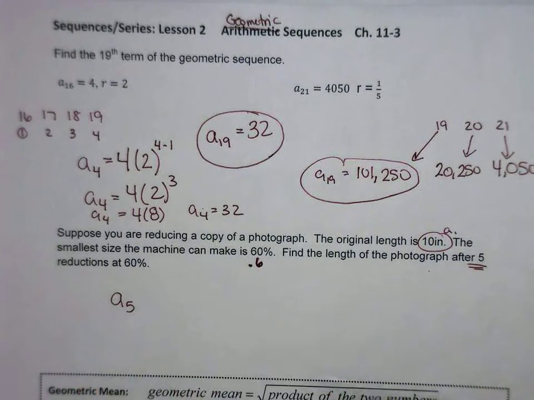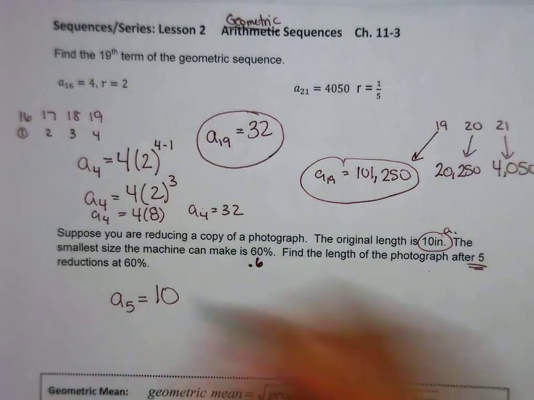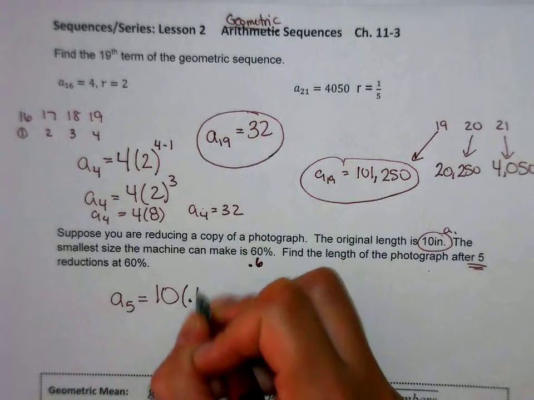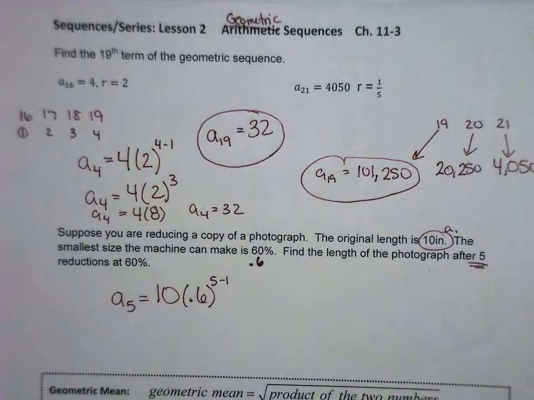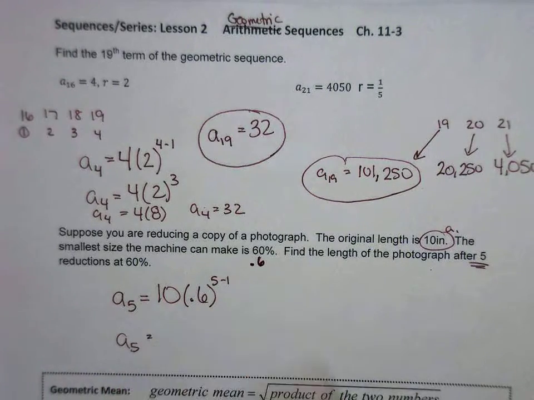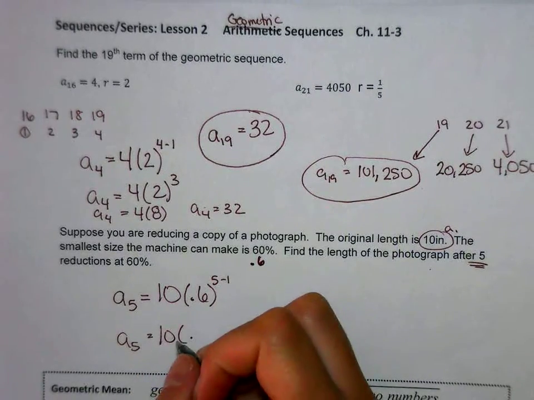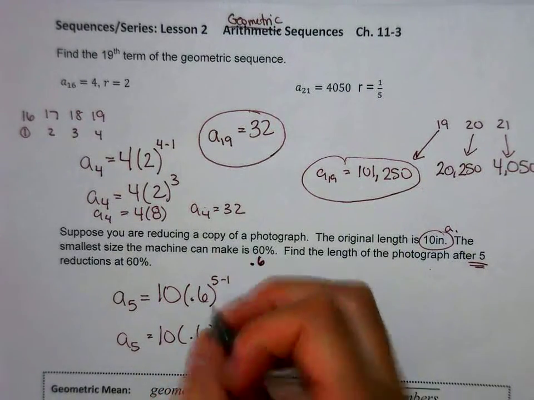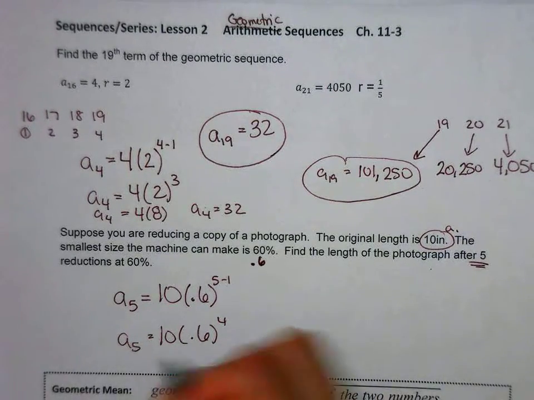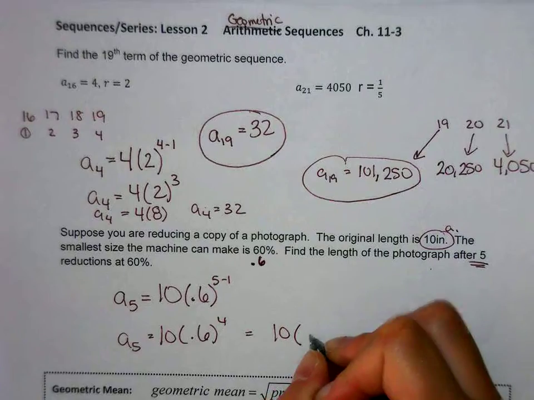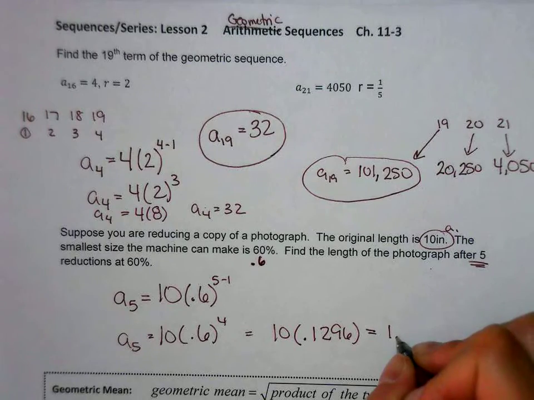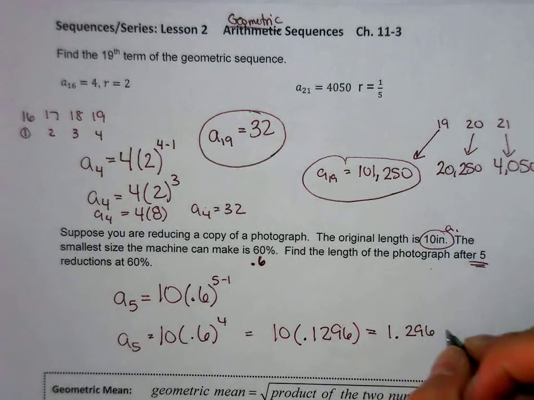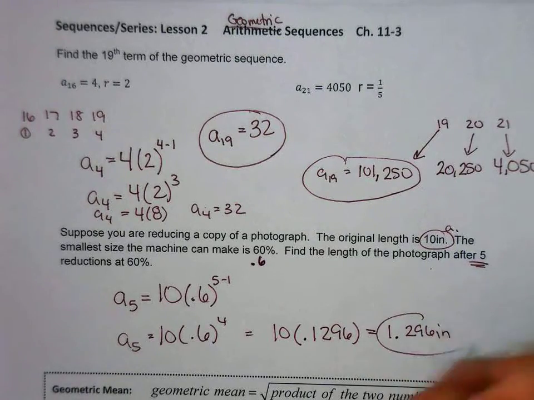So we reduced it 5 times. We started off with 10 inches, and we're reducing it by 60%. We're finding the 5th term. So if we solve that out, 5 minus 1 is 4. And 0.6 to the 4th power, 6/10 to the 4th power, is 0.1296. Multiply it by 10, and we end up with 1.296 inches.